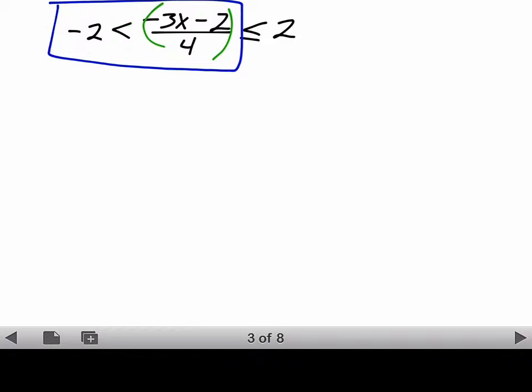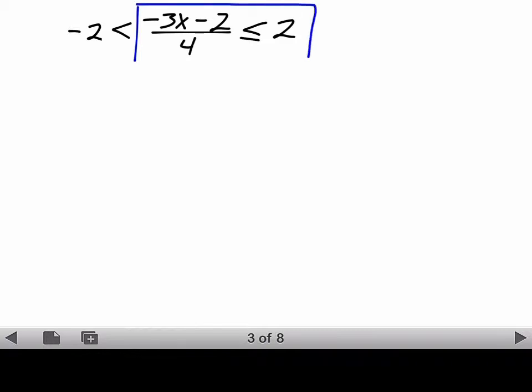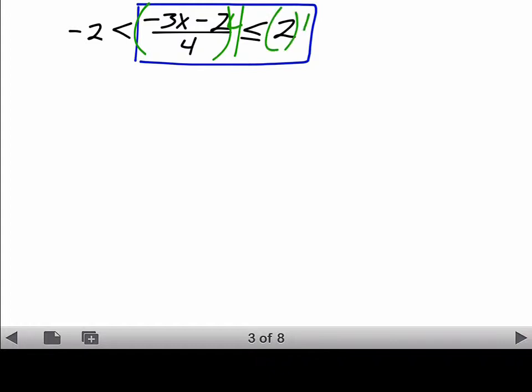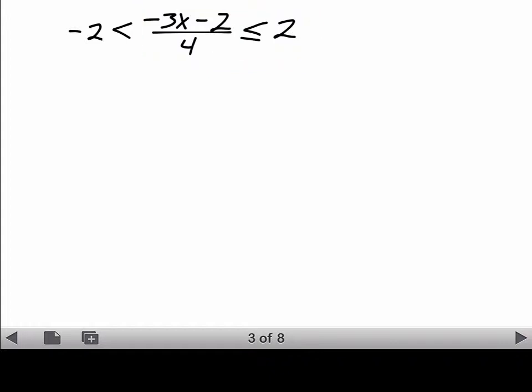Now, let's back up a little bit. And suppose we didn't have the portion on the left. Suppose our inequality was simply (negative 3x minus 2) over 4 is less than or equal to 2. I would still start out multiplying both sides by 4. In other words, whatever we do to one part of an inequality, we have to do to all the parts of the inequality.